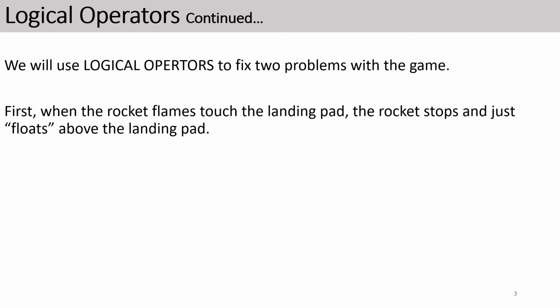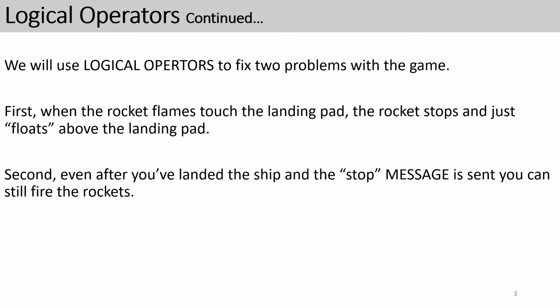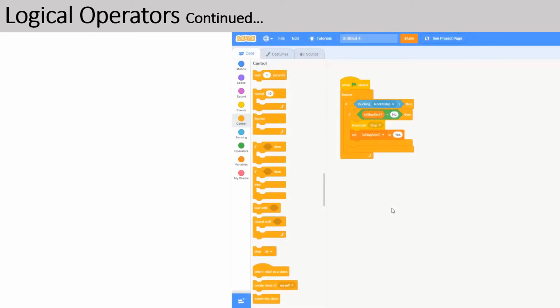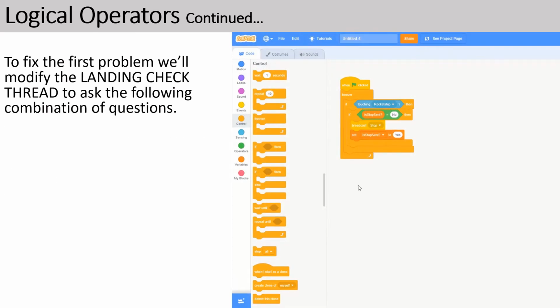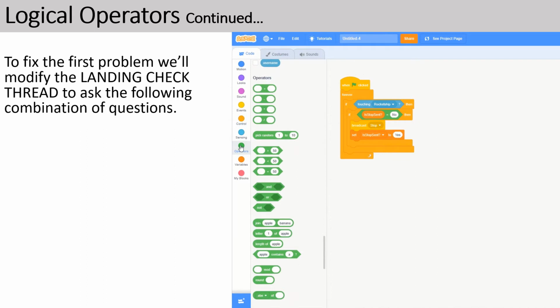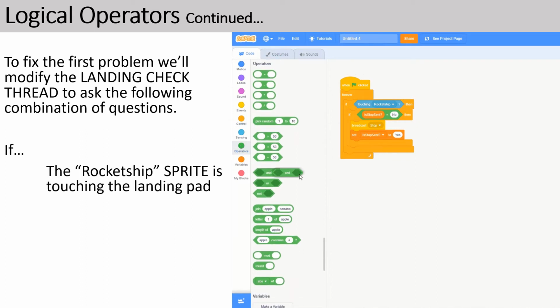We'll use logical operators to fix two problems with the game. First, when the rocket flames touch the landing pad, the rocket stops and just floats above the landing pad. Second, even after you've landed the ship and the stop message is sent, you can still fire the rockets. To fix the first problem, we'll modify the landing check thread to ask the following combination of questions.